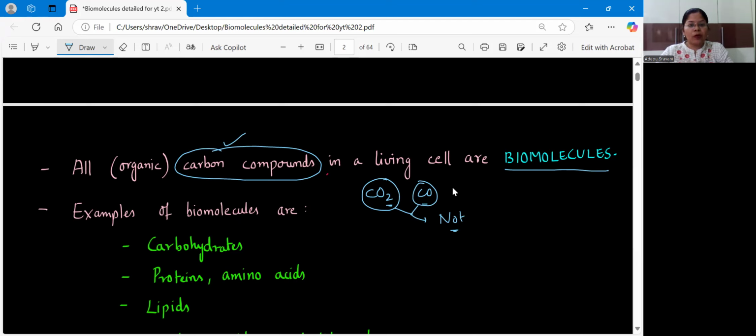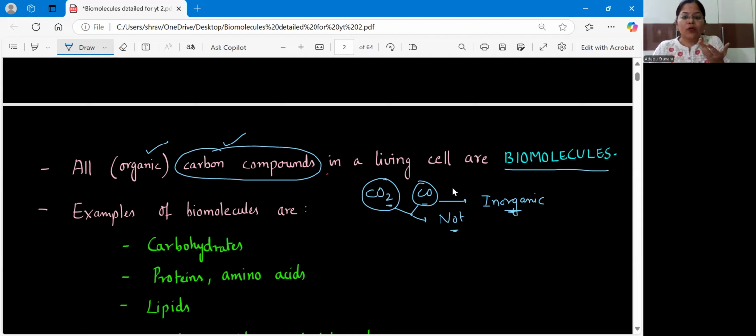Why are they not biomolecules? Because they are inorganic components. So basically, when you go in depth into biomolecules, they are actually the organic carbon compounds. Whatever organic carbon compounds are present in our body, those compounds are considered as biomolecules, but not the inorganic ones.